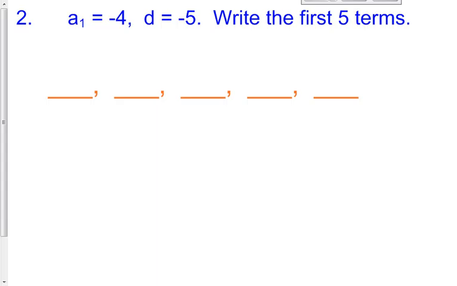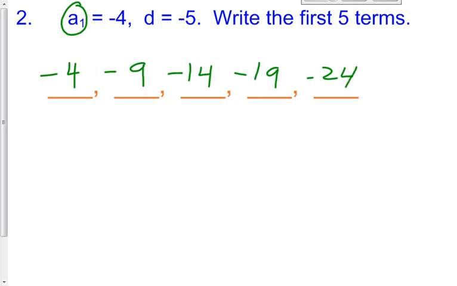Let's have another practice one. I know what a sub 1 is. So a sub 1 is the value of the first term. So negative 4 is what the first term is. That is its value. The common difference is a negative 5. So I'm adding a negative 5 to get each and every term. Write out the first 5 terms. Well, the first term is negative 4. The second term then is negative 9, adding a negative 5. Next one is a negative 14, then a negative 19, and then a negative 24. Okay, so you're adding a negative 5 to a sub 1, which is that very first term.